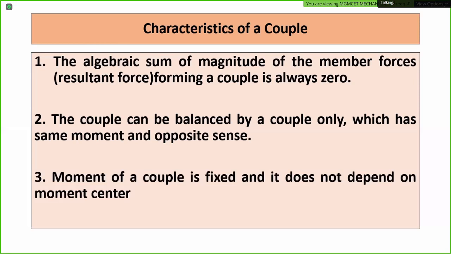Moment of a couple is fixed and it does not depend on moment center. So what is the meaning of this one? Moment of the couple. Effect of the couple क्या होता है? Effect of the couple is nothing but the rotation. It causes the rotation of the body. Okay. So it may be considered to be acting anywhere. Only it is contributing some rotation of the body.